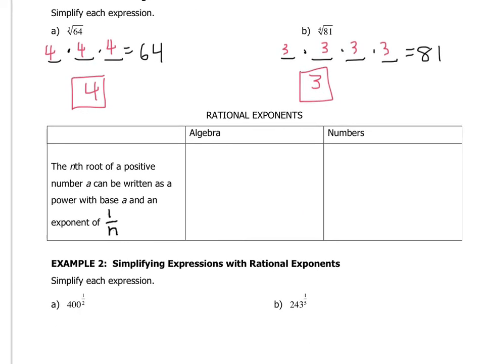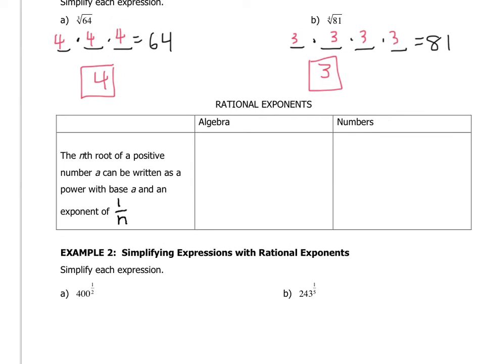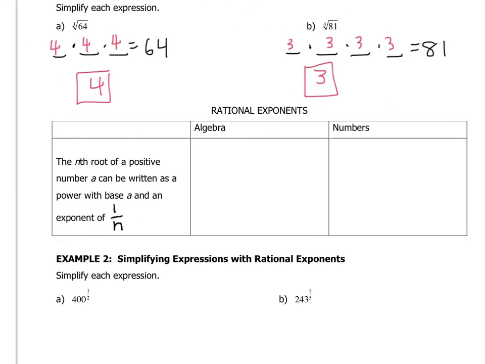We can also write nth roots other than up here with the root symbol. We can write them with exponents. And the nth root of a positive number a, which is our variable, can be written with a base of a and an exponent of 1 over n. So the way that would look up top here would be the root sign with the n inside of it, but we can also write it with an exponent. So the nth root of a could be written as a to the 1 over n.